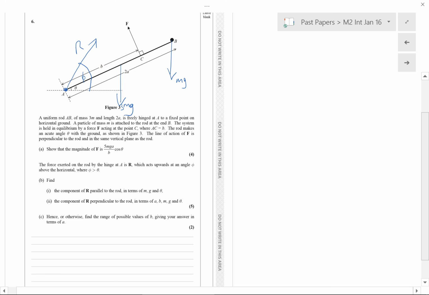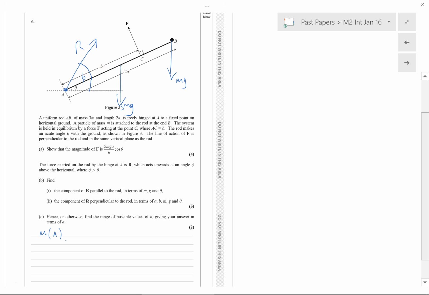Right, now, we don't really need to worry about the reaction force if we take moments about A. It's almost always a good idea to take moments about a hinge in these types of questions, because the direction then of the force on the hinge really doesn't matter, and we can deal with that later. So we're going to take moments about the hinge.